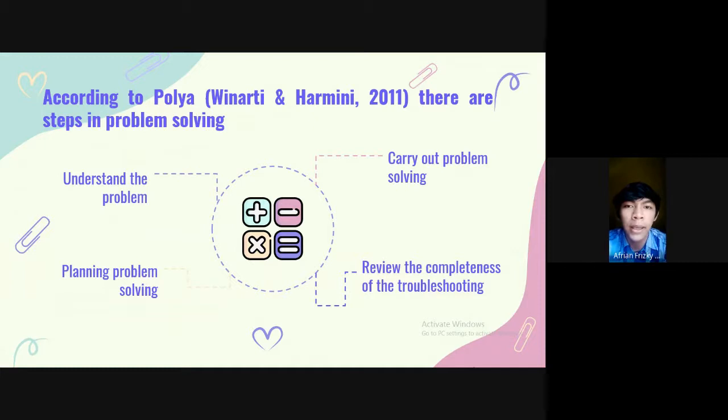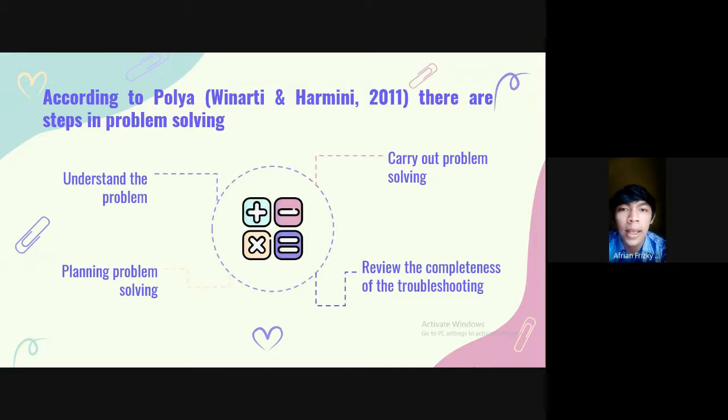And the second step is planning problem solving. When a problem is understood, then the next step is to think about how to find the answer to the problem. At this step, the teacher guides students to plan an appropriate solution to solve the problem and helps students to think about how to solve the problem or develop a method to solve it. The steps are make an example and create a mathematical model. So here, students can make a mathematical model to solve the problem.